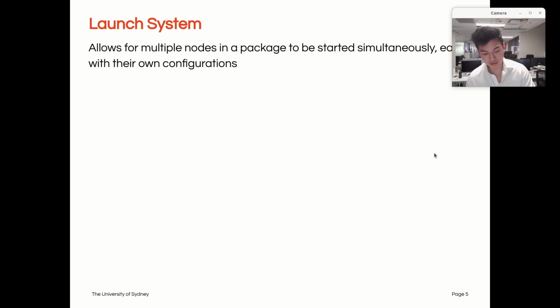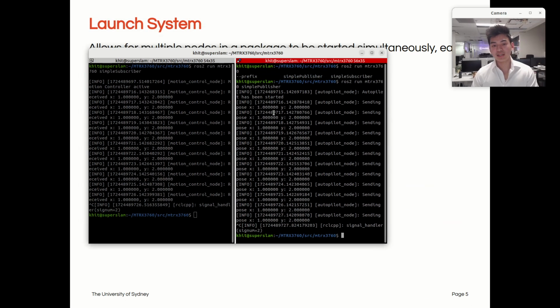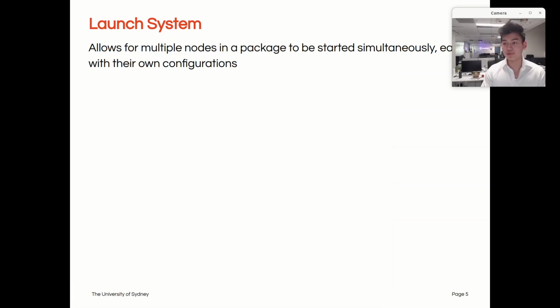What do I mean by configurations? So earlier, I was sending the coordinates x equals 1, y equals 2. What if I want to configure it so that when I launch it, or when I start the node, I want to send x equals 3, y equals 4 instead? So not only can we start nodes at the same time, we can also configure nodes when we start them.